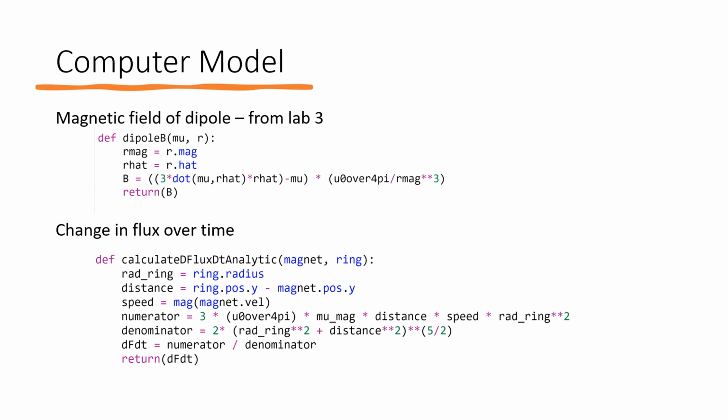In the GlowScript model, I first used the function for the magnetic field of a dipole that I created in Lab 3, as shown below. Then I created a new function for the change in flux over time. So the distance would be the ring's y position minus the magnet's y position at that time. And then the magnet velocity, which is updated over time, is the speed. And then I used the known flux equations to create the actual changing flux, which is shown right there with the numerator and denominator functions.